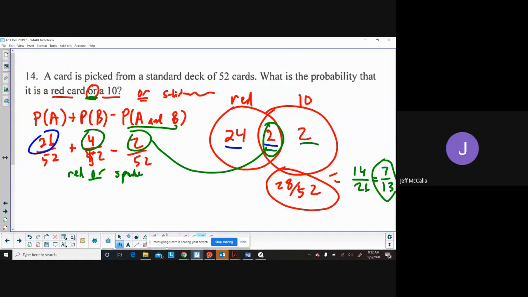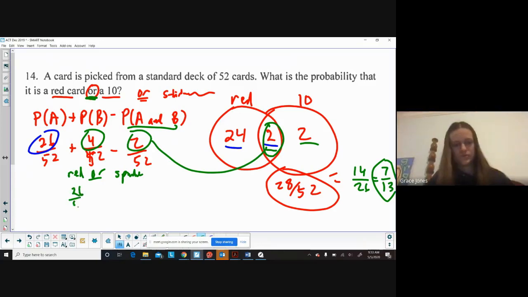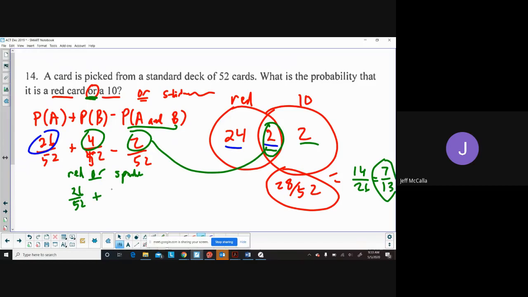Is there any overlap between red cards and spades? No. So you could just do 26 out of 52 plus 13 out of 52. You could subtract the overlap, but the overlap is 0. Does that make sense? Sometimes if there's no overlap, you don't have to worry about the fancy formula. Mutually exclusive, you just add them up. Okay.